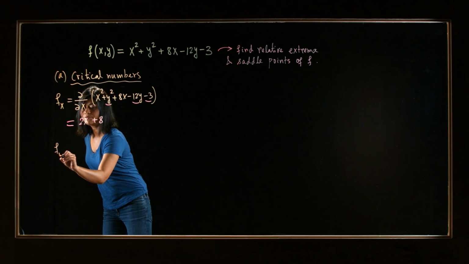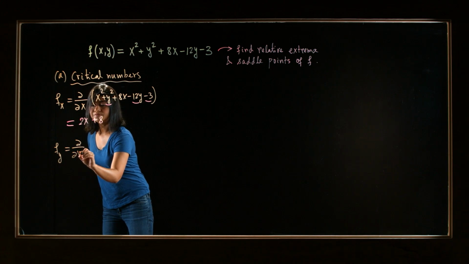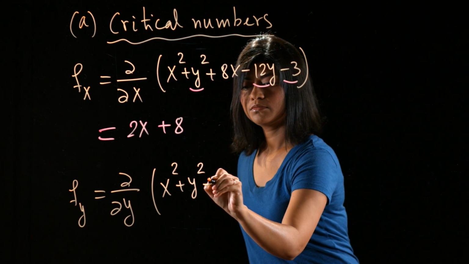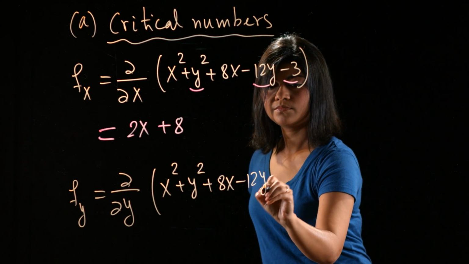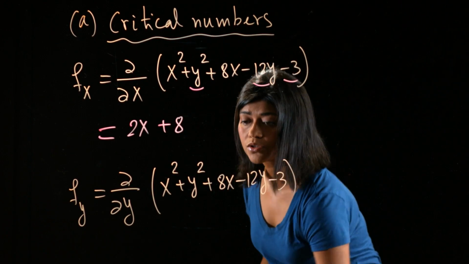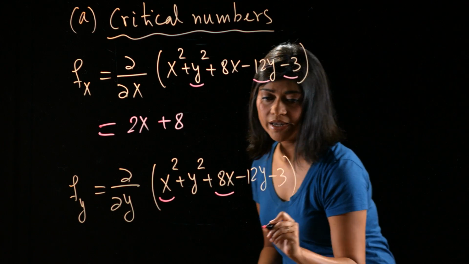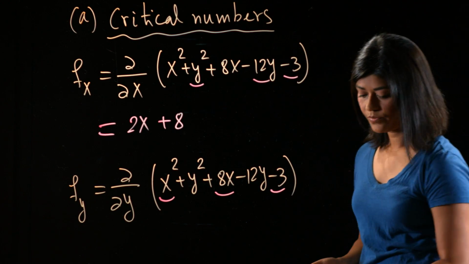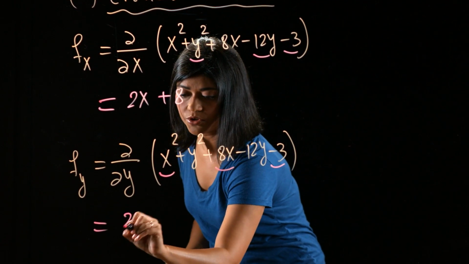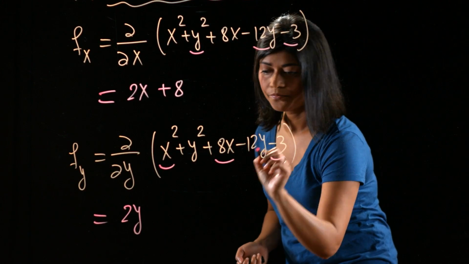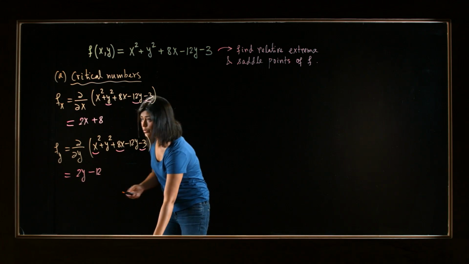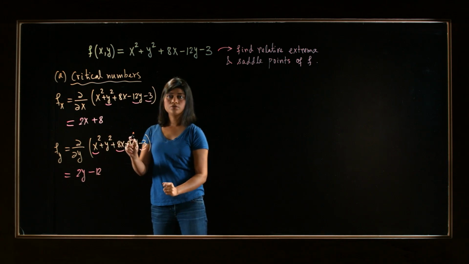Okay, let's also compute fy, the partial derivative with respect to y of the function. All right, now remember x is constant, so x squared will be constant, 8x is constant, and negative 3. So the first term is 0, the second term's derivative is 2y, then 0 again, then negative 12, and 0 again. So we got our first partial derivatives.